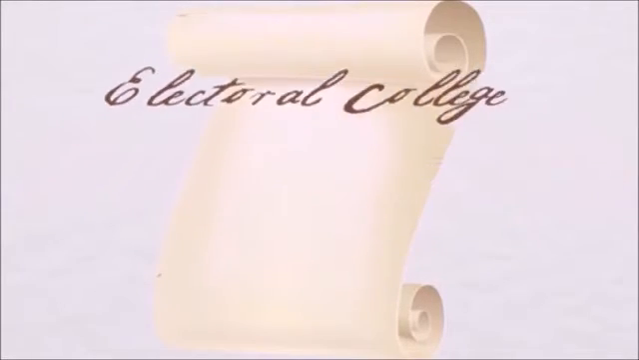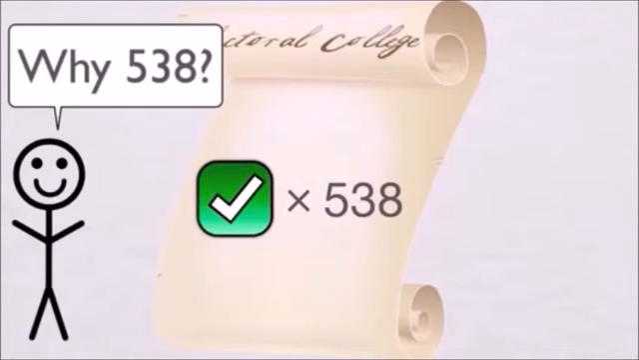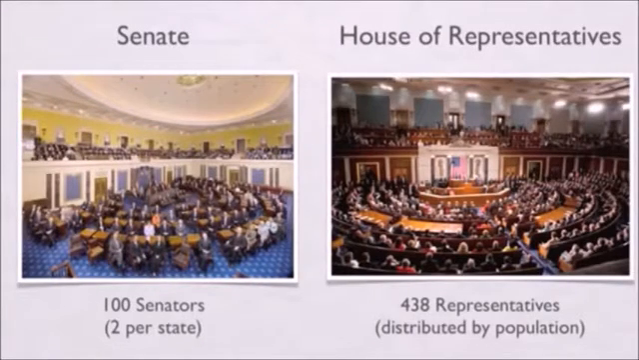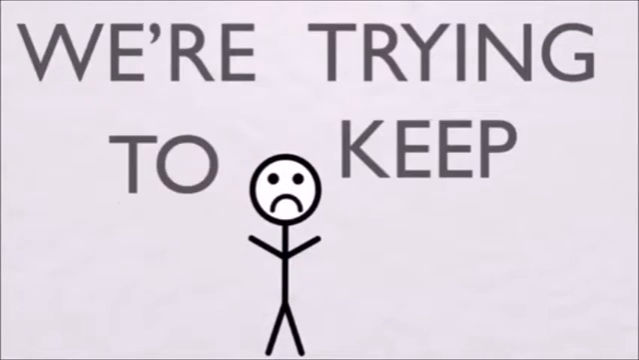To keep things simple for now, think of the Electoral College as the collection of 538 votes that determine who the President of the United States will be. Why 538? Because that's the number of senators, 100, plus the number of representatives, 438 in Congress. Why are there 438 representatives in Congress? Stop asking so many questions right now, we're trying to keep this simple.